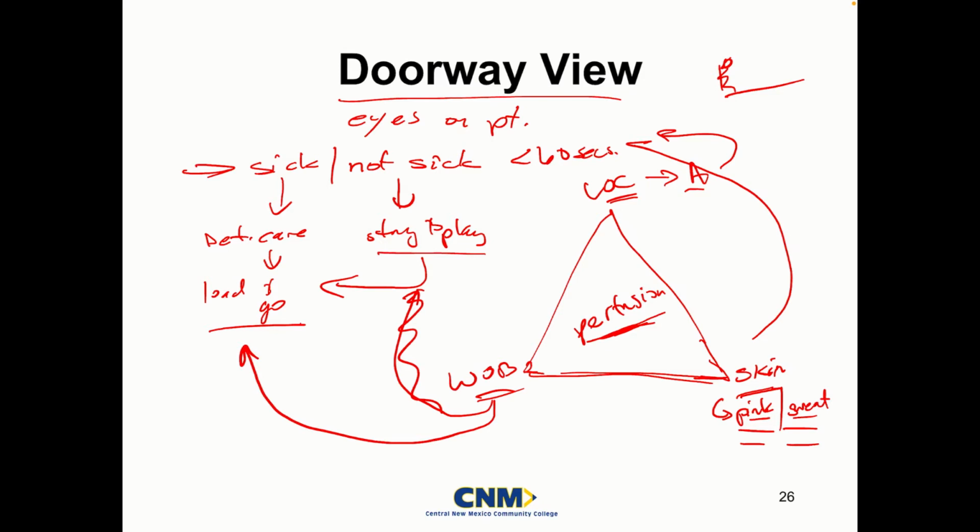So that's the doorway view, utilizing what we'll call the assessment triangle with LOC in one area, skin color, and work of breathing. If these things are not normal, only one of these things abnormal means they're sick. If the other two are normal and one is abnormal, they're still sick until proven otherwise. If all three, well, then they're just even more sick, is kind of the idea. And it doesn't matter which one is abnormal. If any one of them is abnormal, they're sick for now.